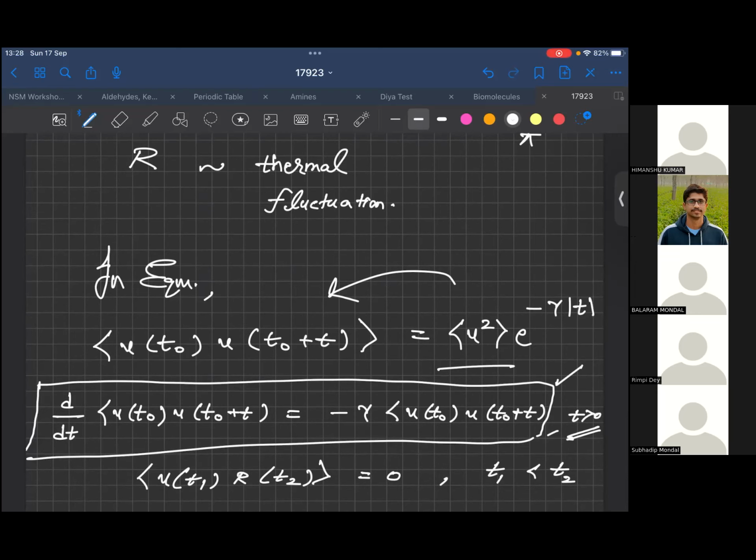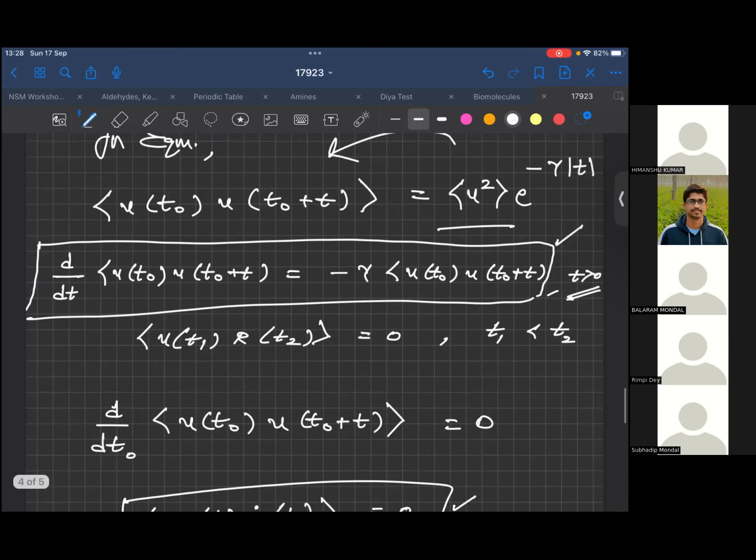Sorry, what was the question again? Like where did the random force correlation go? R T0 plus T means it is a delta function in the simplest assumption. But in that specific case, what would be the expression?